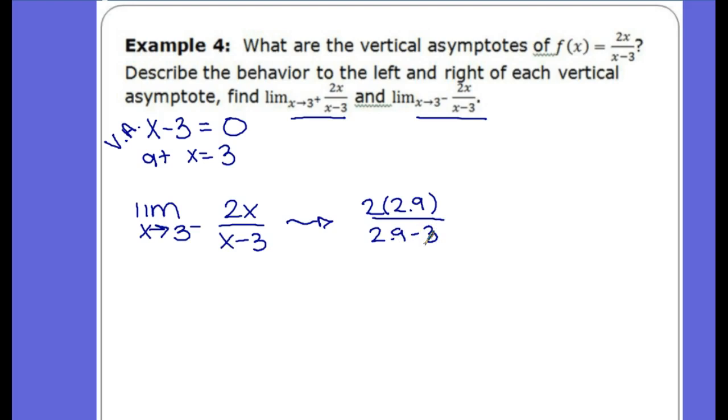And again, all I care about is the sign, because I know it's an infinity. It's just whether it is positive or negative. So a positive times a positive is a positive. 2.9 minus 3, however, is a negative. Therefore, the limit as x approaches 3 from the left of this quantity is negative infinity.